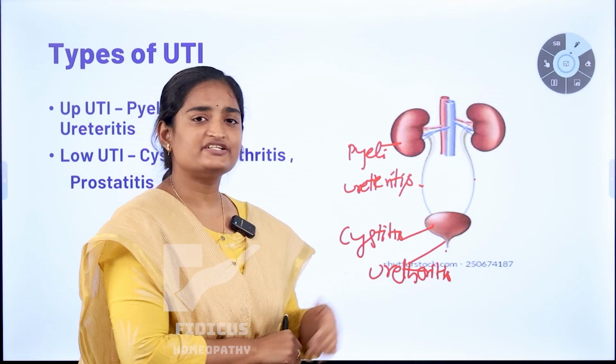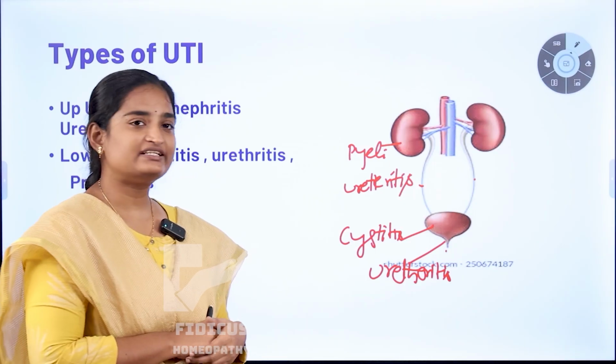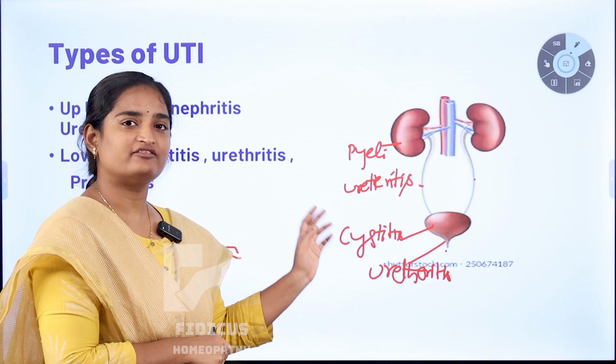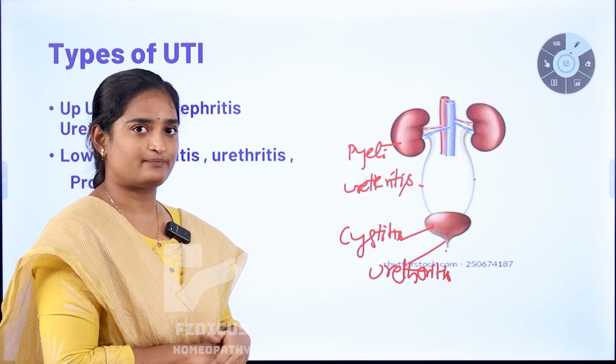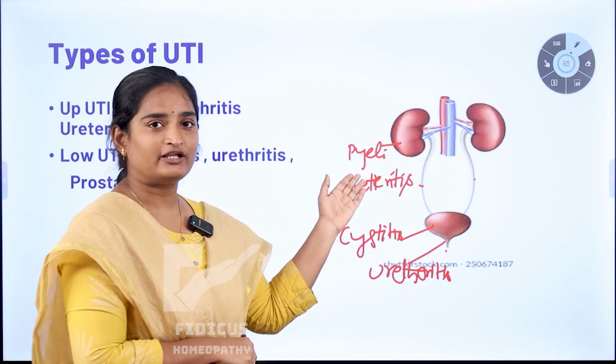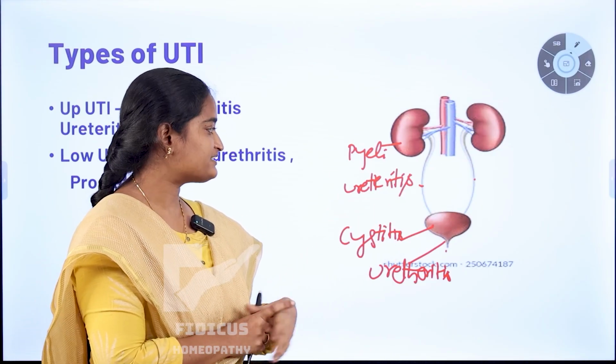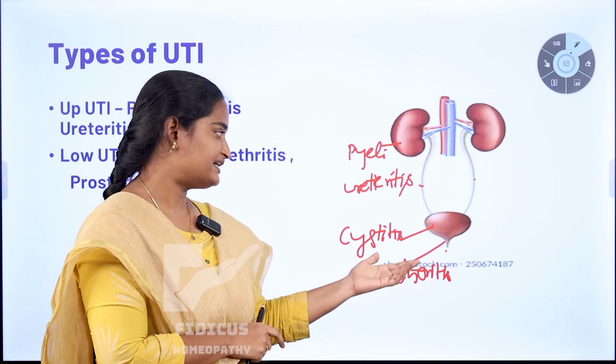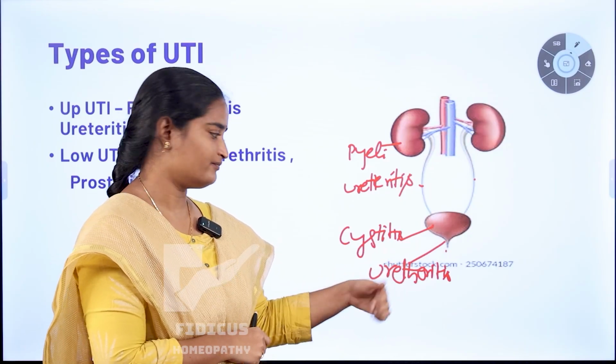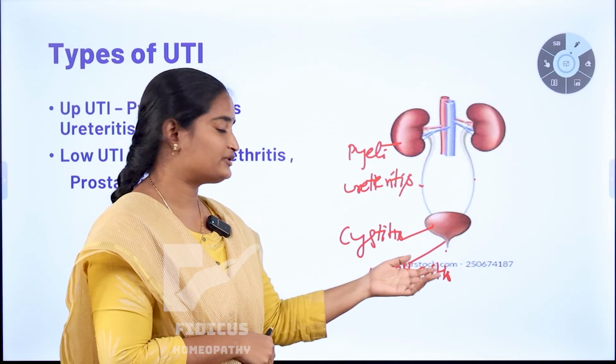These are the conditions involved in UTI, and we can divide them based on the involvement of the part of the organ in the urinary tract system. If infection affects the kidney, we call it pyelonephritis. If infection affects the ureter, we call it ureteritis. If infection affects the bladder, we call it cystitis, and this is the most common infection. And if infection affects the urethra, we call it urethritis.